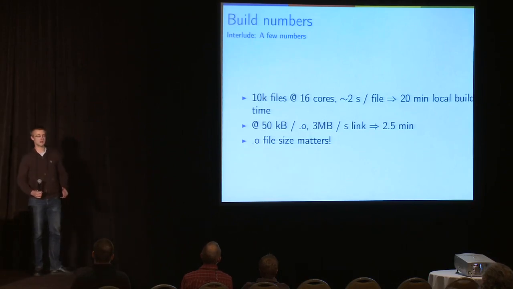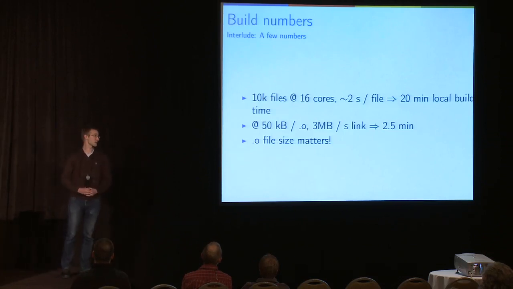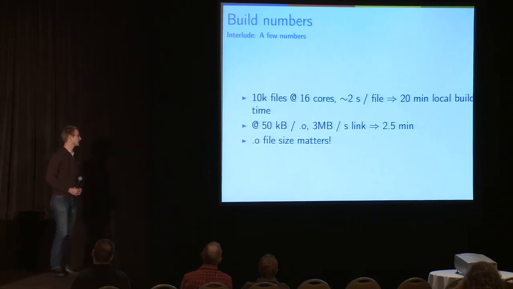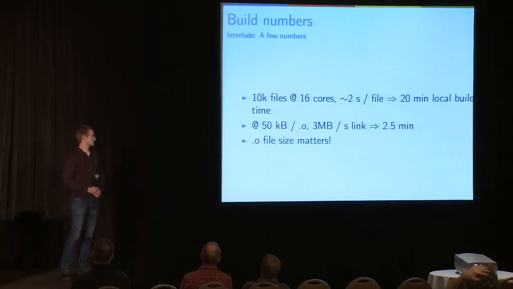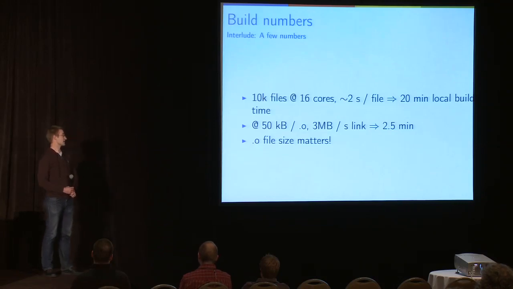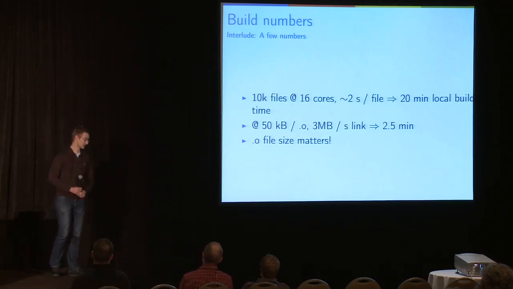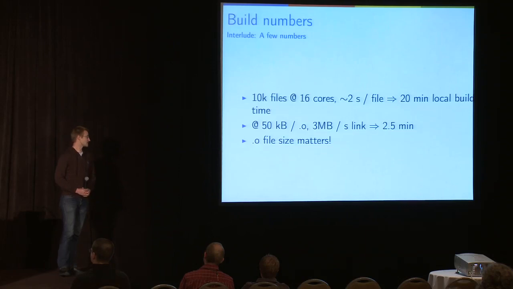But if you instead assume that you have a distributed build system with about unlimited parallelism and a .o file size of about 50 kilobytes and a downlink of about 3 megabytes per second, then it only takes about 2.5 minutes to download all the build artifacts. And it turns out we actually do have a build system like that. So our builds are 10 times faster if we do distributed builds. And our distributed build time scales with .o file size.